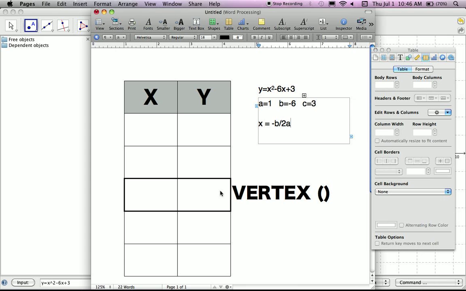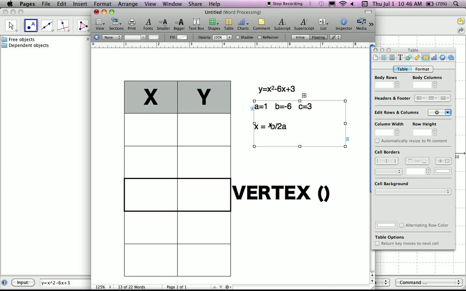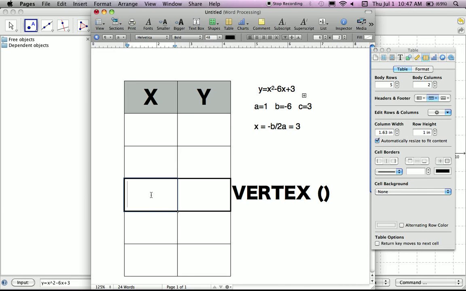And I've placed my vertex in the middle of my chart. That way I know exactly where it is, and this is where the x value goes. Once I start putting the information in, when I put in this -6, this is the opposite of b, and so the opposite of -6 would be a +6, divided by 2 times a, or 2 times 1. That's essentially 6 divided by 2, which would give me 3. So the x value of my vertex is 3. So I'm going to put that in.